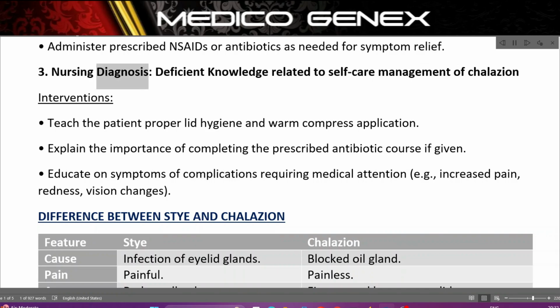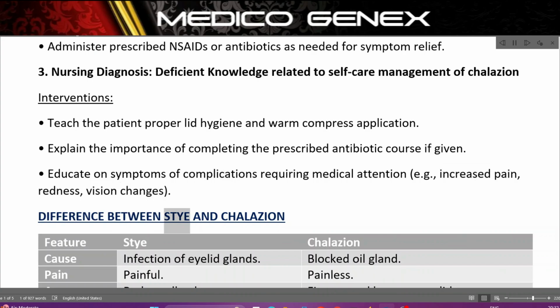3. Nursing diagnosis, deficient knowledge related to self-care management of chalazion. Interventions. Teach the patient proper lid hygiene and warm compress application. Explain the importance of completing the prescribed antibiotic course if given. Educate on symptoms of complications requiring medical attention, example increased pain, redness, vision changes.